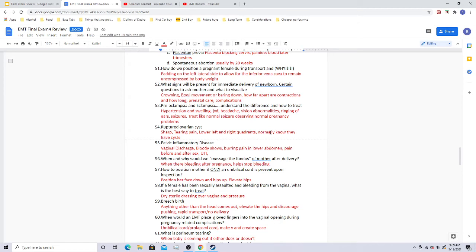What signs will be present of imminent delivery of a newborn? Certain questions to ask a mother. So, crowning, or if they feel like they need to make a bowel movement, or they're bearing down. How far apart are the contractions and how long? The longer and the closer, the more imminent. Ask if they're receiving prenatal care, and then obviously you want to know if the doctor is suspecting any complications, because that's free advice.